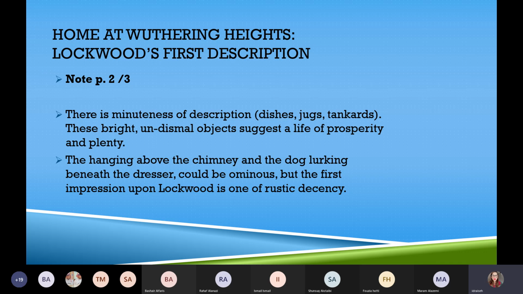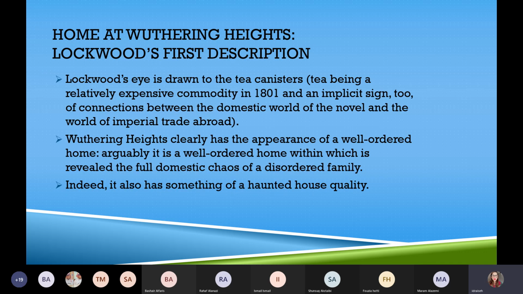The first encounter for Lockwood with Wuthering Heights, the house, we have, of course, this very minute description by him. He describes the dishes, the jugs, all of these details in the house, whatever is hanging above the chimney, and then the dog that is lurking in the area. All of this gives you the atmosphere of something ominous that is about to take place. So it's kind of like a Gothic atmosphere.